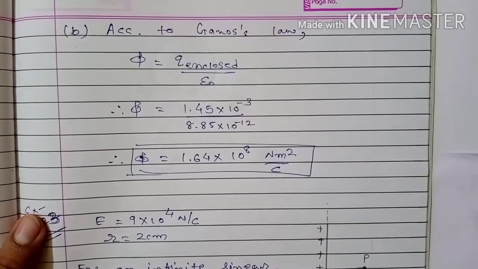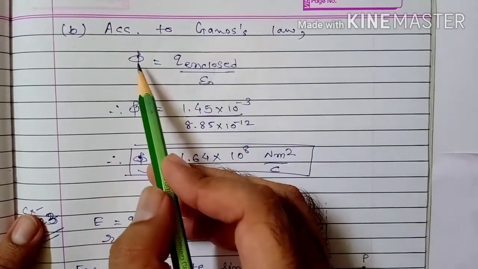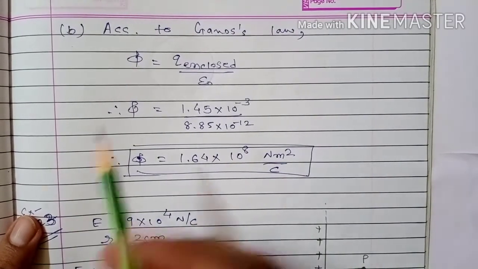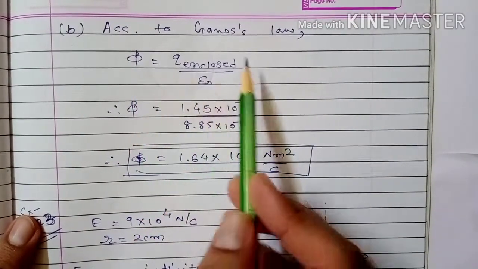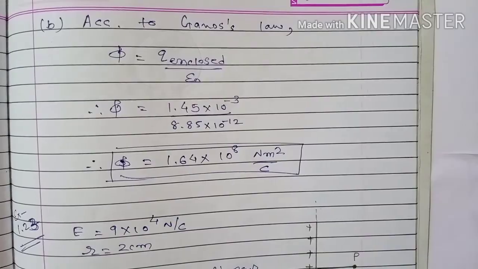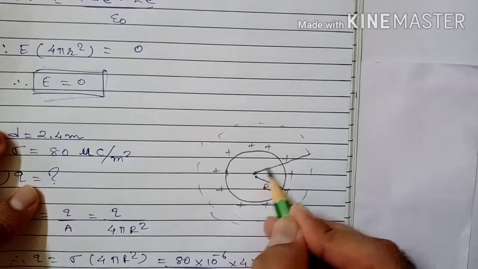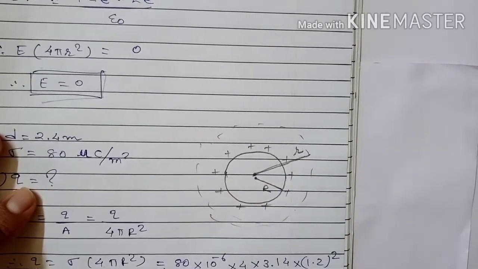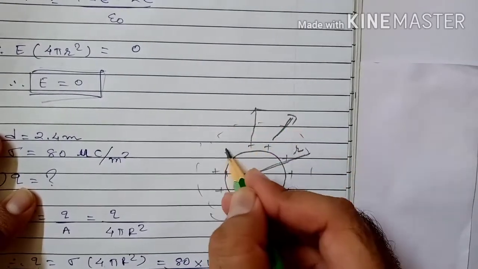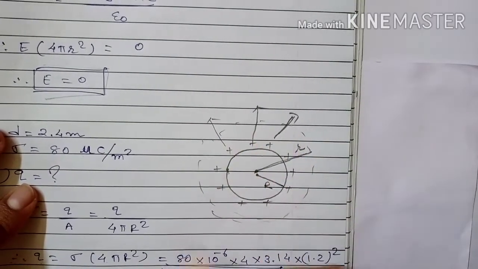Now we have to find electric flux leaving the sphere. According to Gauss's law, electric flux is equal to charge enclosed upon epsilon naught. So we can consider any Gaussian surface. So flux phi is equal to charge enclosed. If we consider Gaussian surface like this, for which this is smaller. Now electric flux leaving the sphere will be like this, and that electric flux leaving the Gaussian surface we have to find.